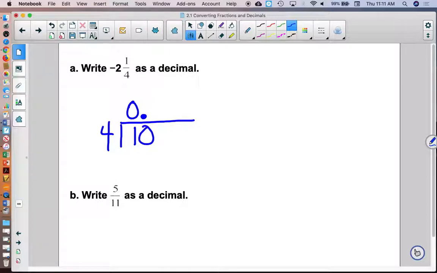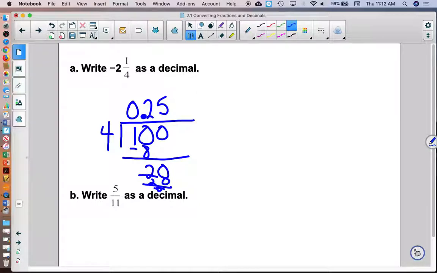Now, will 4 go into 10, Chloe? How many times? It will go twice. I'm going to throw a 2, and 4 times 2 is 8. And 10 minus 8 equals, Cole? 2. Now, do I keep going, or do I say I got a remainder of 2 fourths? I'm going to keep going because I need a decimal. So I'm going to add a 0. How many times will 4 go into 20, Zach? 5 times. And 20 minus 20 is 0, and I get to stop.